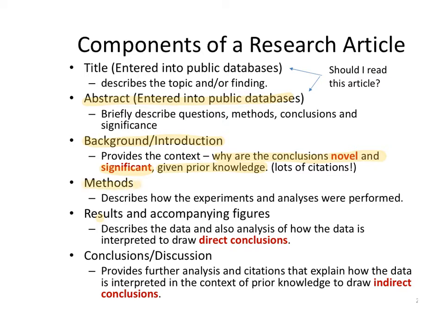The methods then describes how the experiments and analyses were performed, whereas the results and accompanying figures really describe the bulk of the data and any preliminary analysis of how the data is interpreted, generally to call what we refer to as direct conclusions that are just direct interpretations of the data with very little outside knowledge. Then the conclusions and discussion provide further analysis or citations that describe how the data is interpreted in the context of prior knowledge to draw indirect conclusions that are generalizing then to more important questions.